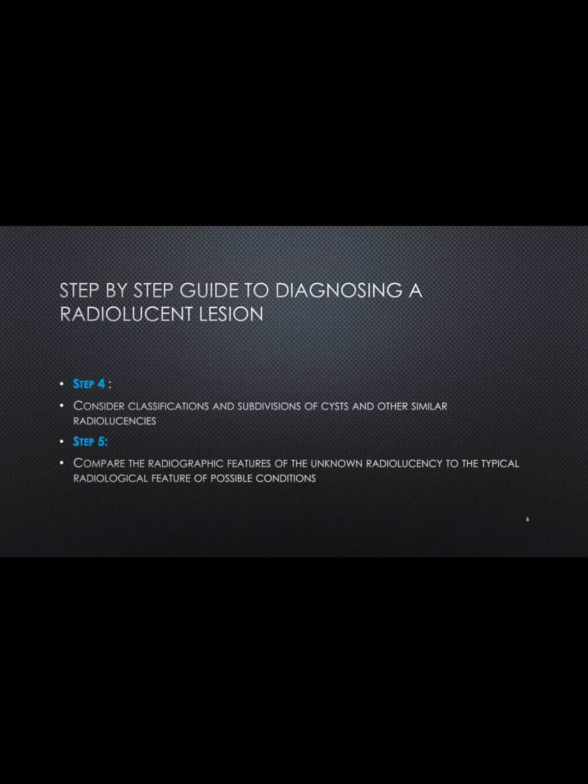Now, step 4, let's assume that we think it's a cyst because we could see the epithelial lining and it's radiolucent. We have to consider all the classifications and subdivisions of those cysts and look for similar radiolucencies. Step 5, for example, let's say we think this is a radicular cyst. We have to go search for the typical appearance of a radicular cyst, how it looks like on the X-ray. So you want to compare what you're seeing, what you're trying to diagnose, with other studies or other X-rays that you know for sure that's a radicular cyst.